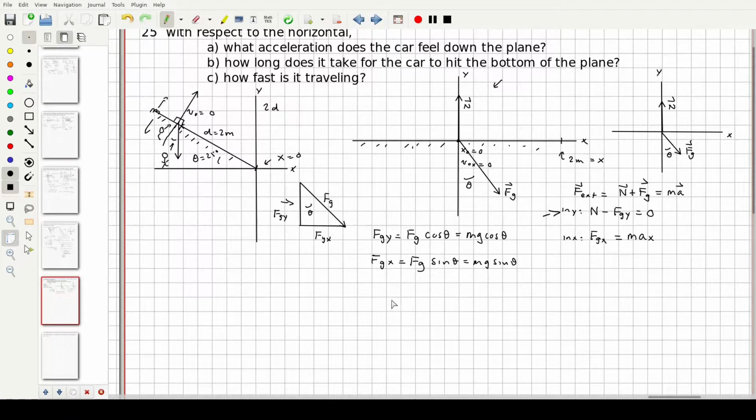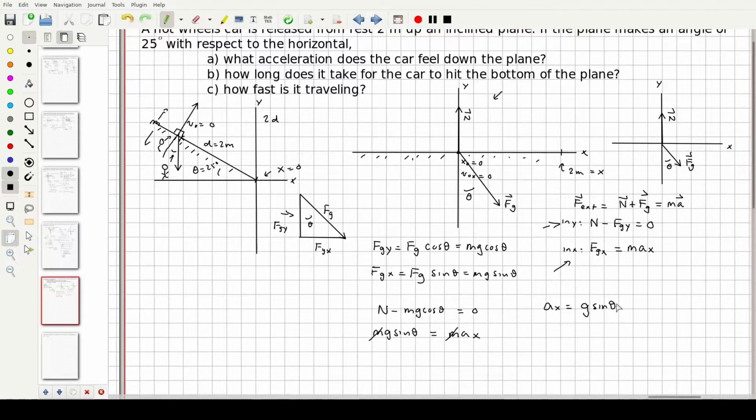We'll start with the top one, which says that the normal force and the y part of gravity cancel each other out. Then we have this equation right here, which says that the x part of gravity is what's responsible for the acceleration. And look, the masses cancel. So the acceleration in the x direction due to the plane is just g times sine of theta. Okay?